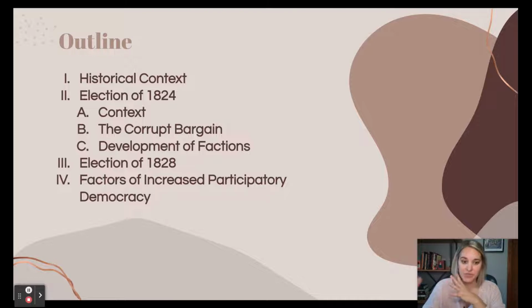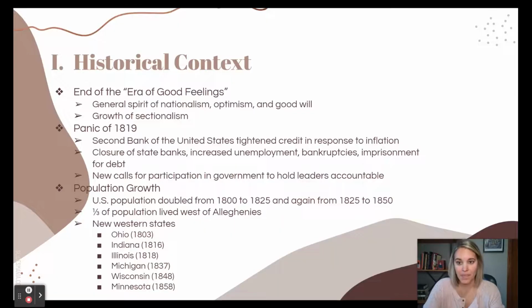So we are going to start with some historical context, address the elections of 1824 and 28, and then really emphasize those factors that increased the participatory democracy. Things to remember: we've talked about the era of good feelings in several lessons up to this point, this general spirit of nationalism and optimism, but there was also a growth of sectionalism happening at the same time.